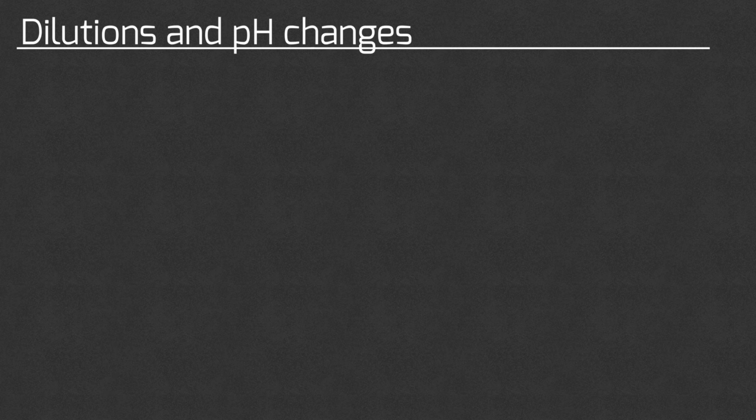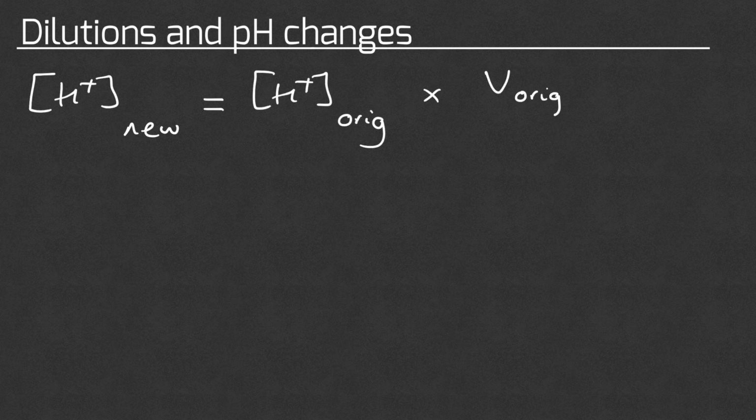Sometimes you need to work out how the pH changes when the volume of the solution changes, so when it's been diluted by adding water. The following equation shows you how to do that. So to work out the new concentration of hydrogen ions, you do your original concentration times by the original volume divided by the new volume. Now you can generate this equation just by using moles equals concentration times volume.